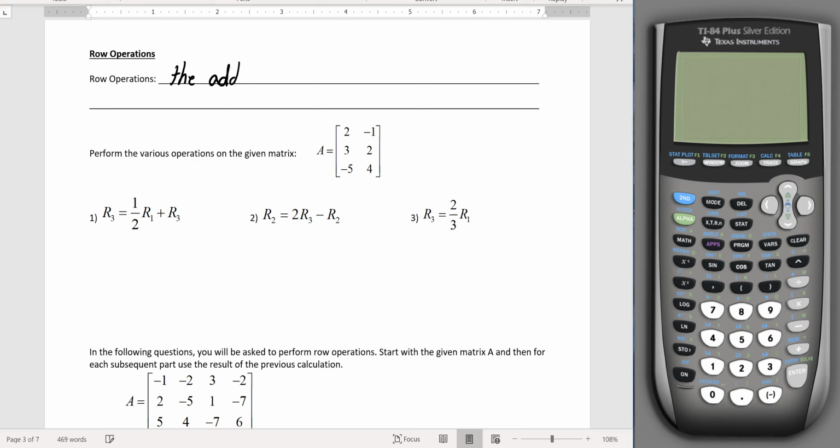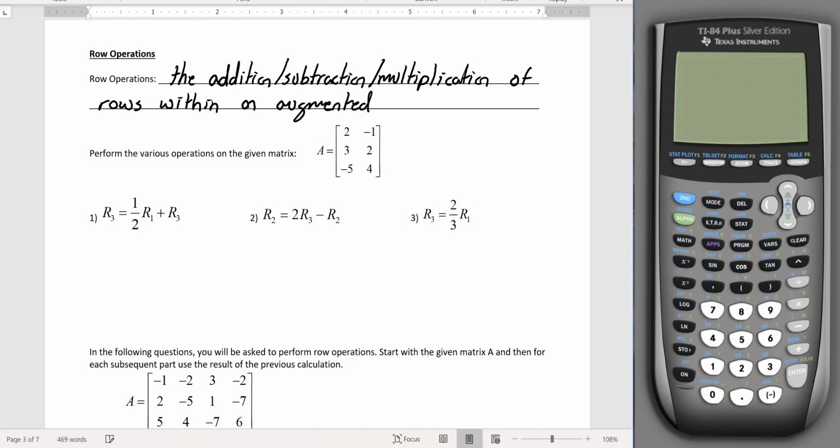the addition, subtraction, multiplication, words are hard, of rows within an augmented matrix. So it's basically using operations within a matrix to manipulate the rows.